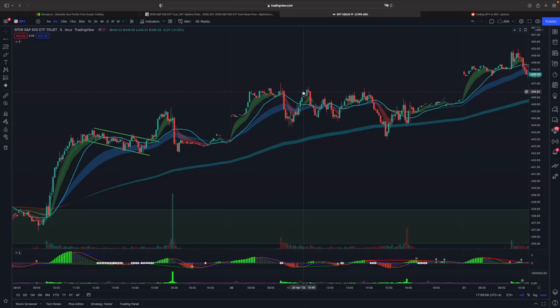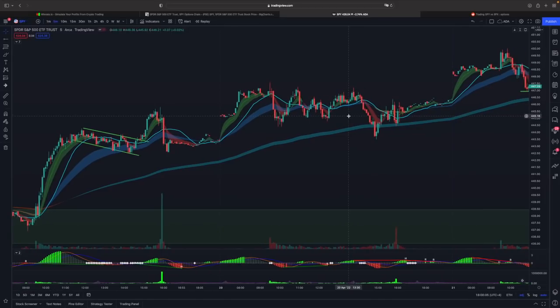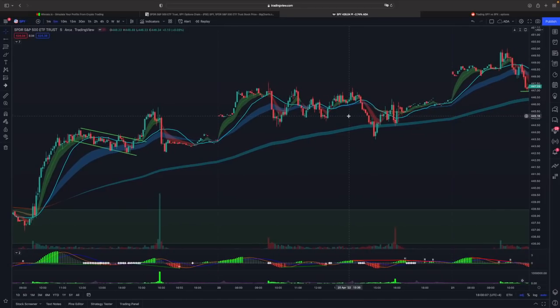It dumped, came back up, dumped, came back up. On this kind of day, you need to reduce your strike to in the money or one out of the money, because you see how choppy it is. It's not good. And personally, I would just avoid trading this day. But if you are, that's where you adjust your strike price.